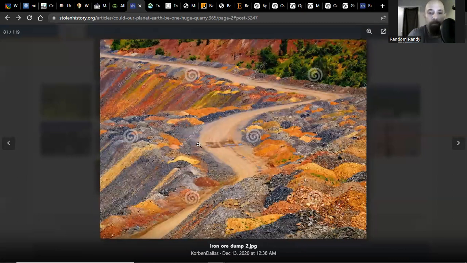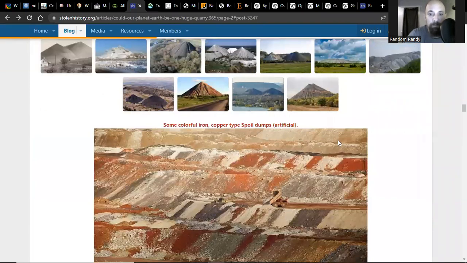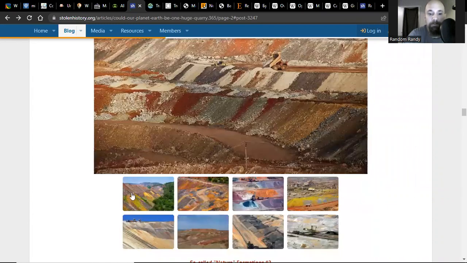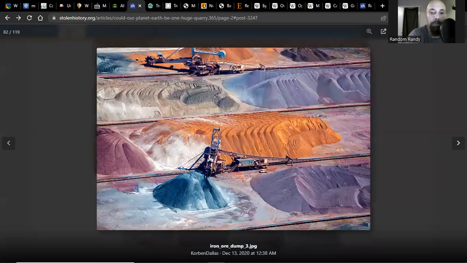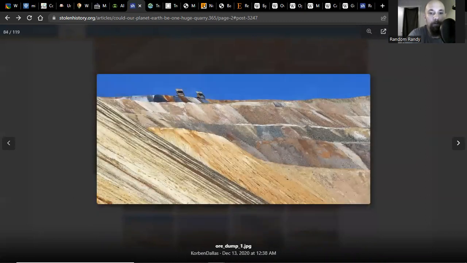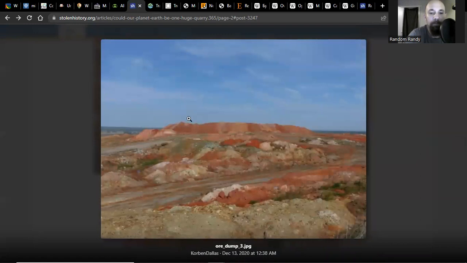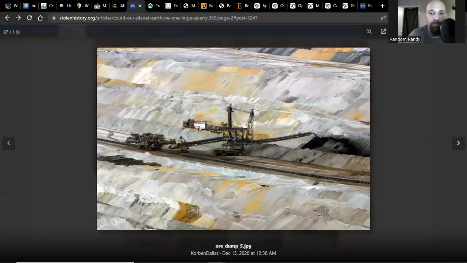So let me jump back in over here. We looked at artificial spoil tips, some colorful iron copper type spoil dumps. These are artificial. We'll look at 8 artificial ones here. 1, 2, 3. You see the process happening here. 4, 5, 6. Looking very much like the entire Australian outback from what I've seen in pictures anyway, but looking also a lot like the Southwest United States. See how this is taking place.